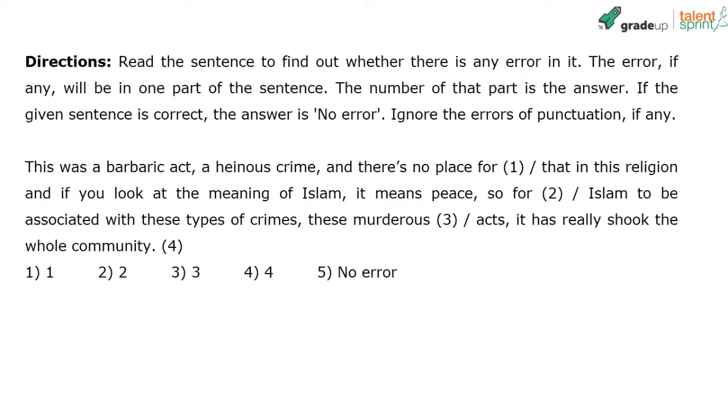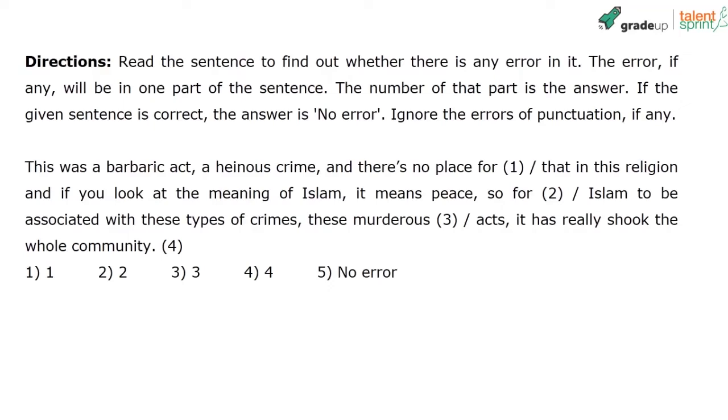Let's look at it. This was a barbaric act. Barbaric meaning brutal, animal-like. A heinous crime, again, something that is probably extremely violent. And there's no place for that in this religion. And if you look at the meaning of Islam, it means peace. So for Islam to be associated with these types of crimes, these murderous acts, it has really shook the whole community.